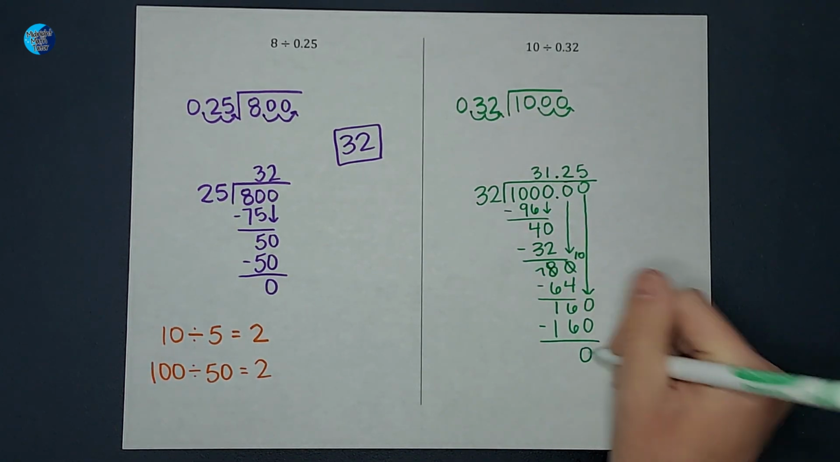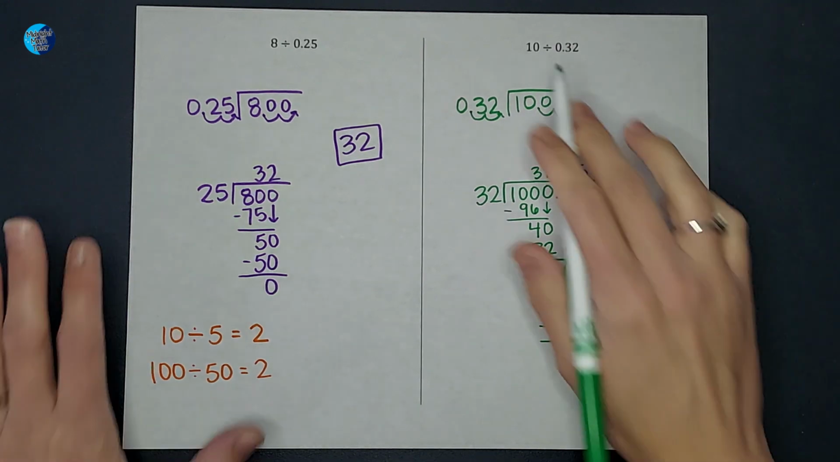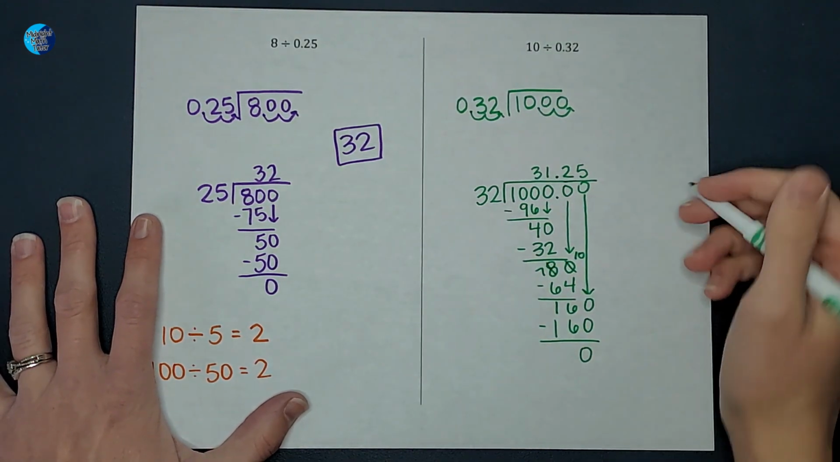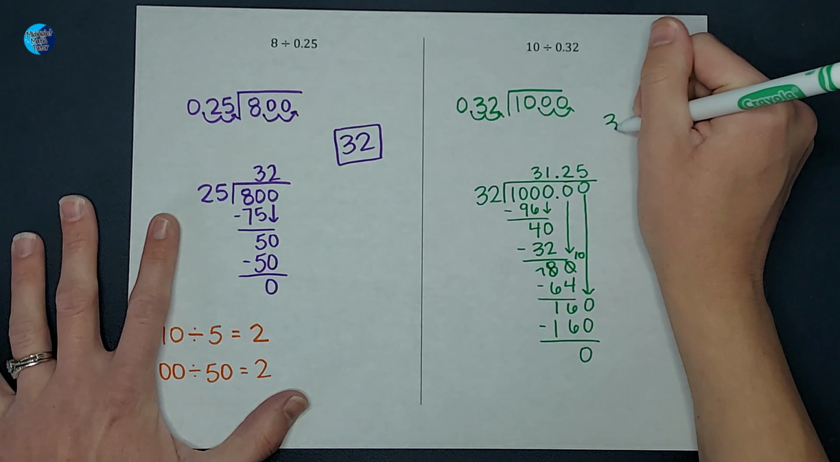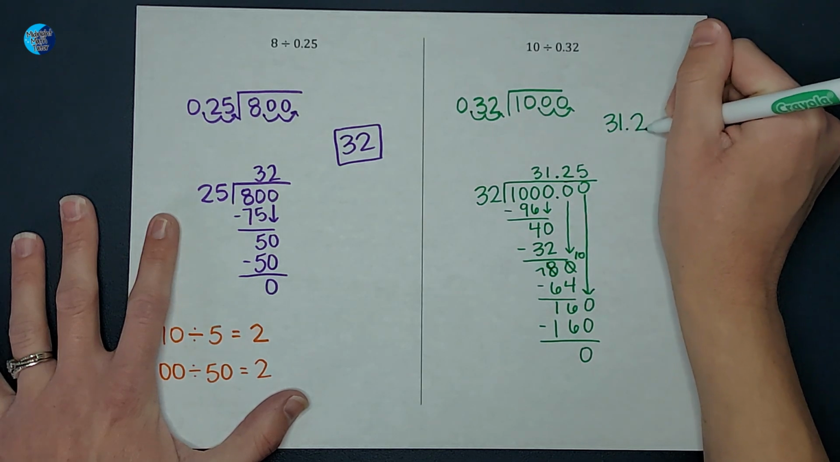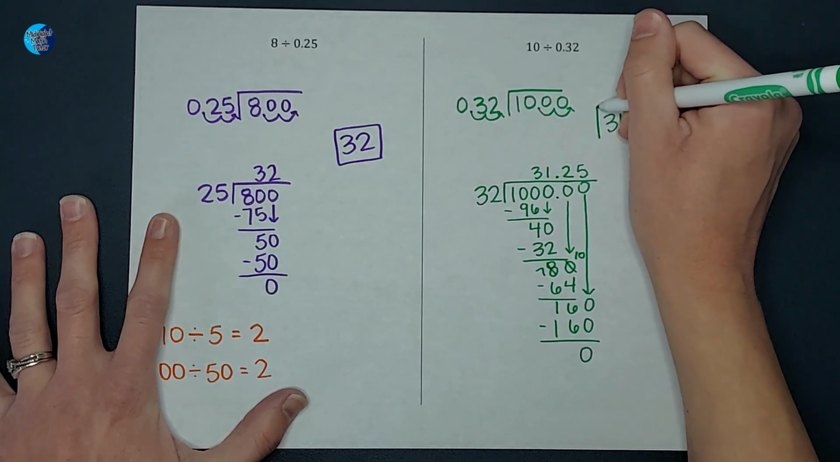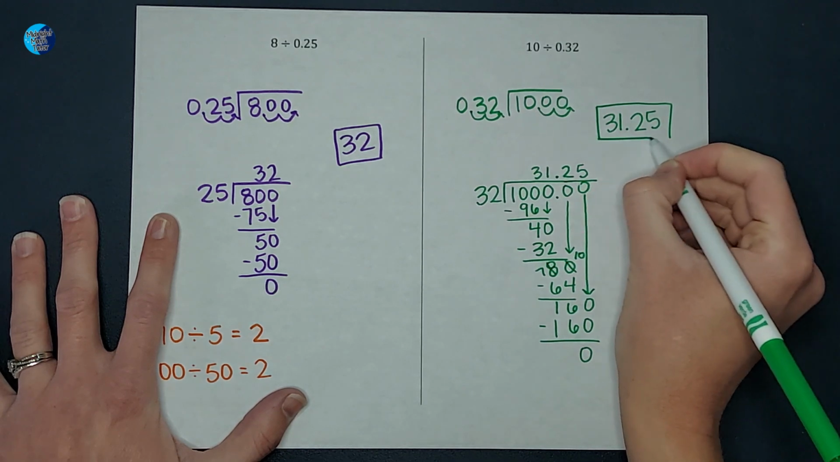Yay! I subtract and get 0. So 10 divided by 0.32 is 31.25. All right, I hope that was helpful.